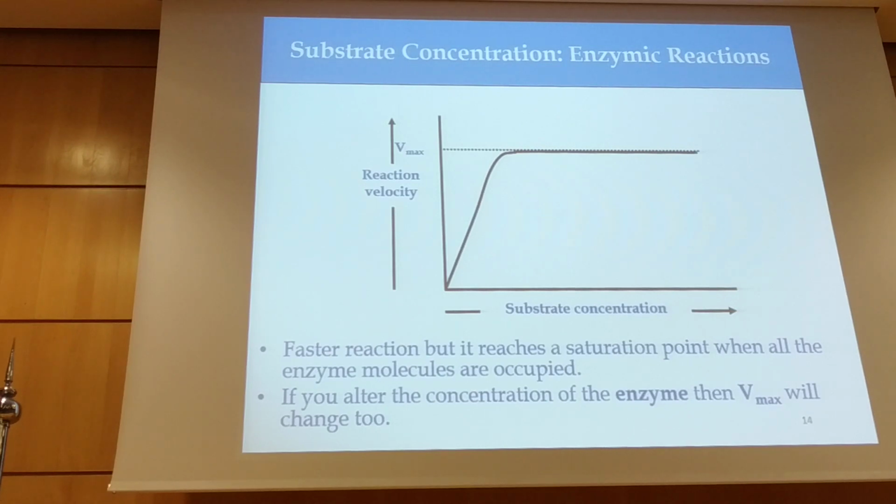So Vmax, let's define it here. Is it the velocity that we reach, the maximum velocity? From the name, yes, Vmax is the maximum. But why do we reach it? Enzymes are saturated. All the active sites are saturated, as simple as this. All the active sites of the enzyme are saturated.